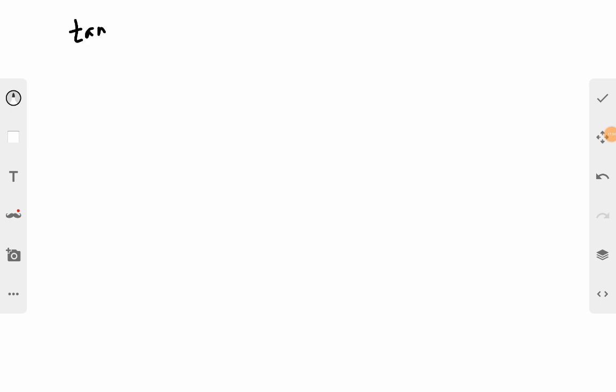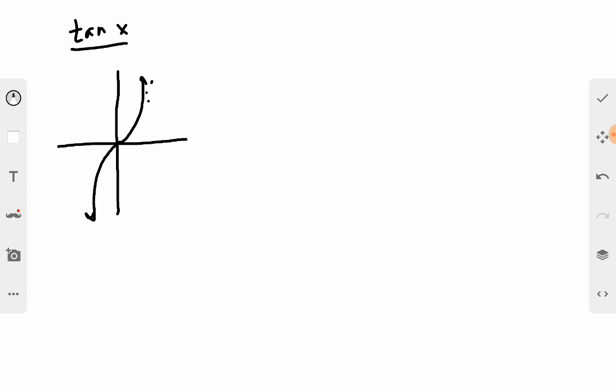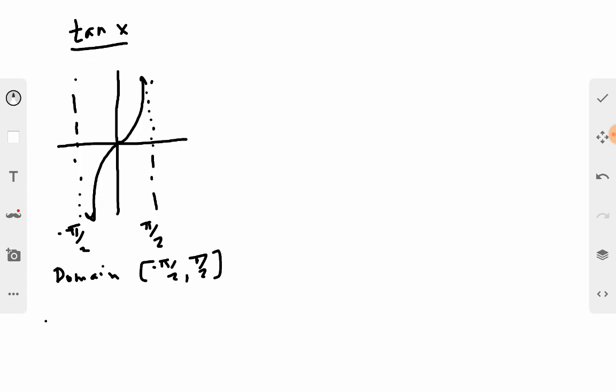Okay, now looking at the tangent graph, this one's pretty straightforward, because as we remember, the range is everything, which makes life a little bit easier. So remember that tangent looks like this, and we have asymptotes at pi over 2 and negative pi over 2. Okay, so it's kind of obvious that that's where we want our restricted domain to be. We're just going to look at one period of it. So our restricted domain is going to be negative pi over 2 to pi over 2. And our range is all reals. So we've got negative infinity to positive infinity.